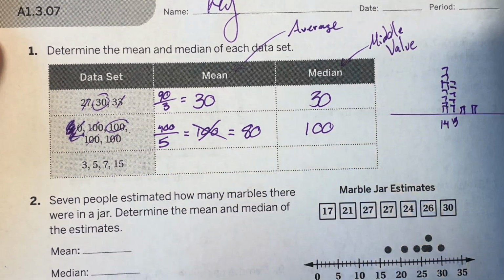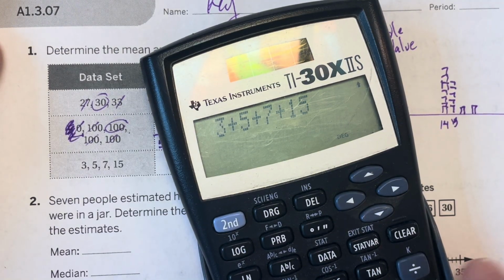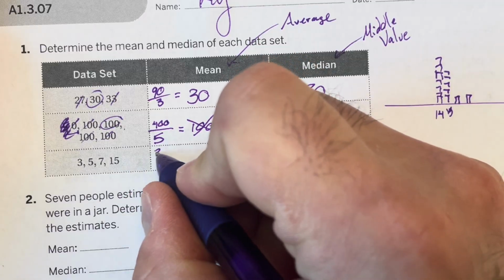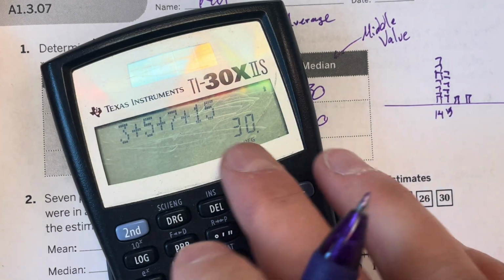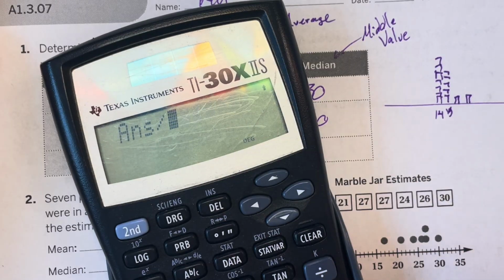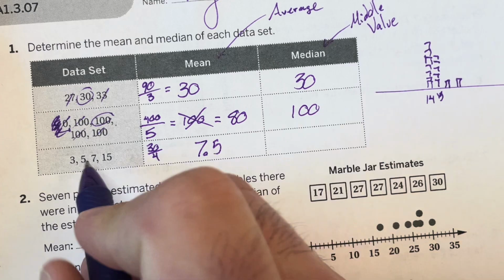Now, 3 plus 5 plus 7 plus 15, oh my gosh, we get 30, and that 30 is getting divided by 4 equal parts. So that's like 30 cut in half is 15, 15 cut in half again is 7.5. So 7.5 would be the average here.